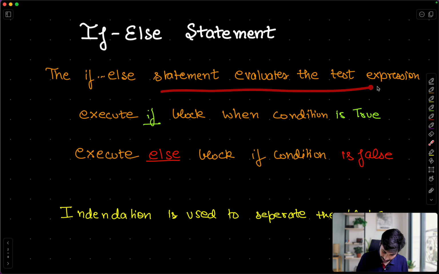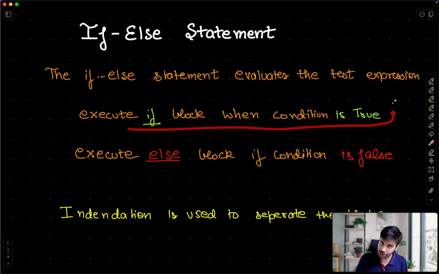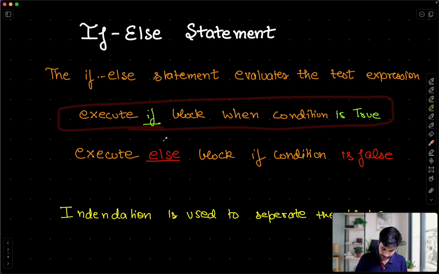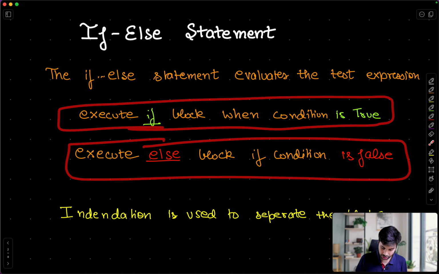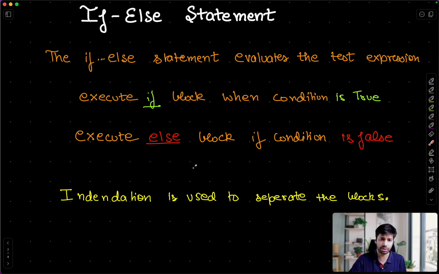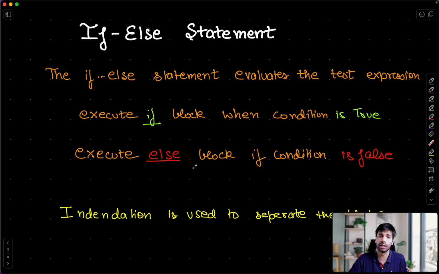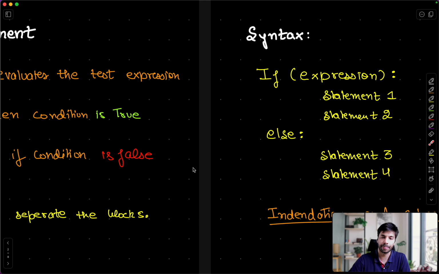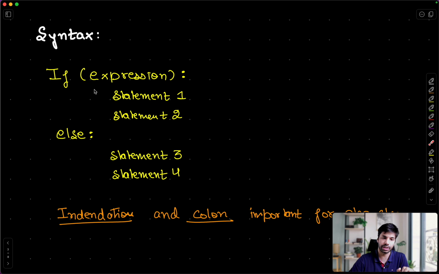So the if else statement evaluates the test expression. It executes the if block when the condition is true, and executes the else block if the condition is false. Just that easy, nothing else. Indentation is used to separate the blocks. Indentation is going to be your friend in many things going forward, so please make sure that you clear that from decision control. If you have any doubts, please ask and I will make sure that I personally clear your doubts. Okay, so let us move forward and see the overall syntax.